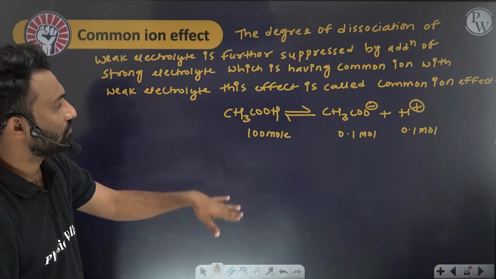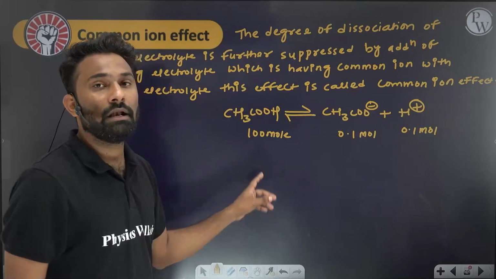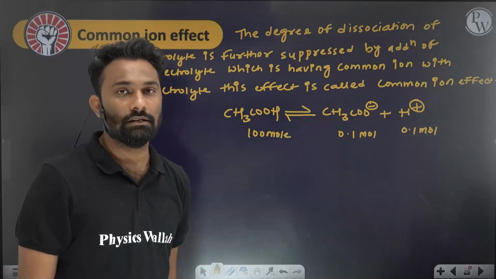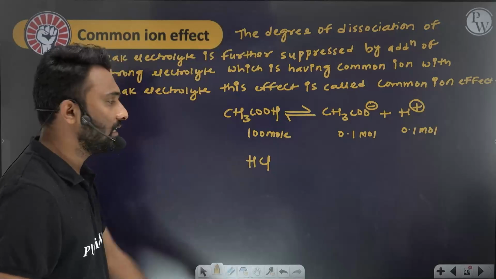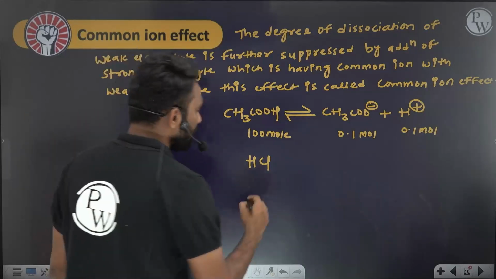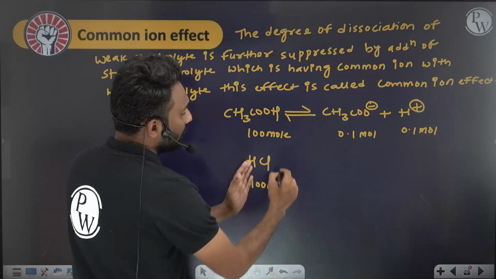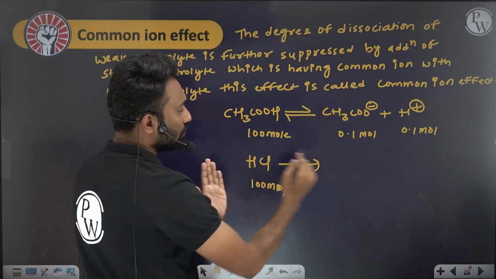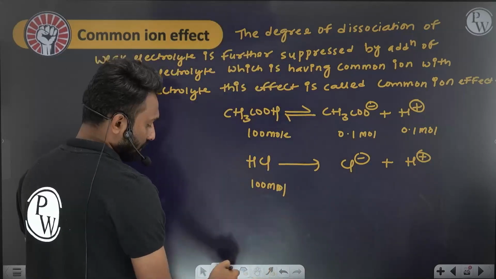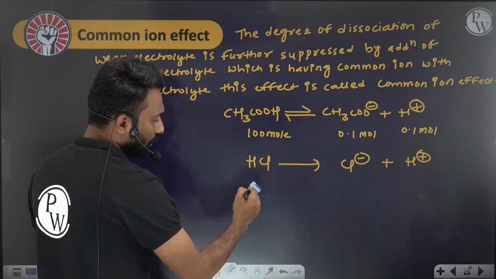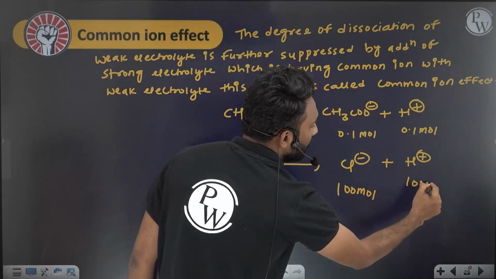Now for this one, what I am doing is that to this acetic acid there should be a common ion, so I am adding a strong electrolyte. Okay, here I am adding HCl, which is a strong electrolyte. HCl is a strong electrolyte, so if I have taken 100 moles of HCl, that means 100 moles of Cl minus and H plus ions have been formed. When it has been converted into ions, whatever 100 moles of the strong electrolyte I have taken will be formed in 100 moles here. Here also it will be formed in 100 moles.